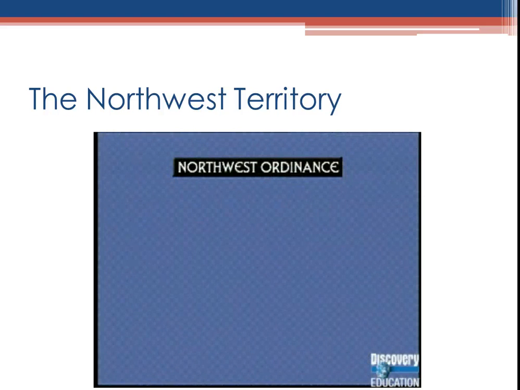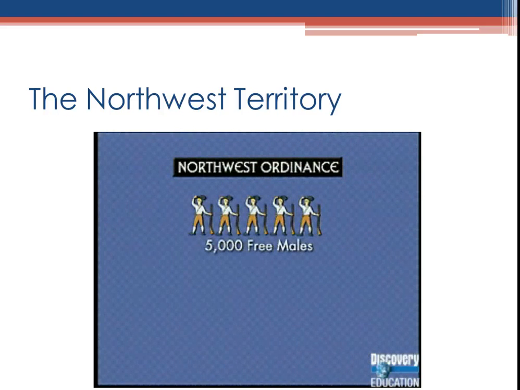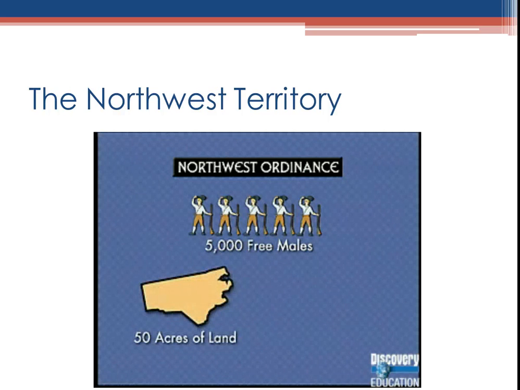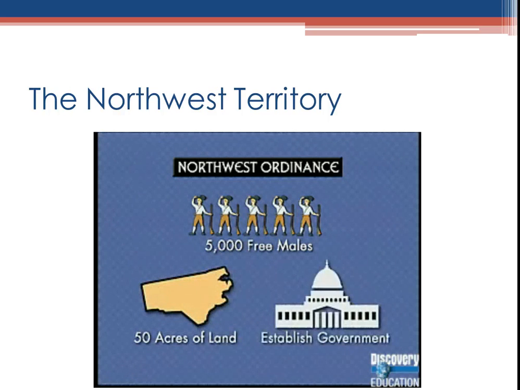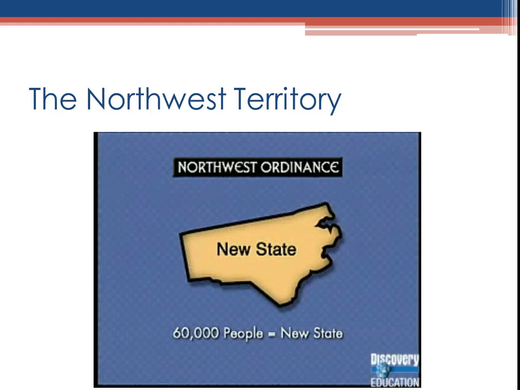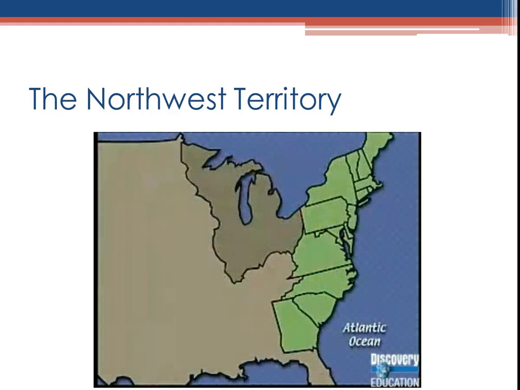Under the Northwest Ordinance, once the population of an area totaled 5,000 free males who owned at least 50 acres of land, the people could elect an assembly and establish their own government. When the territory had 60,000 people, it could apply to become a new state. From all this territory came the states of Ohio, Indiana, Illinois, Michigan, and Wisconsin. A part of Minnesota was also in the territory.